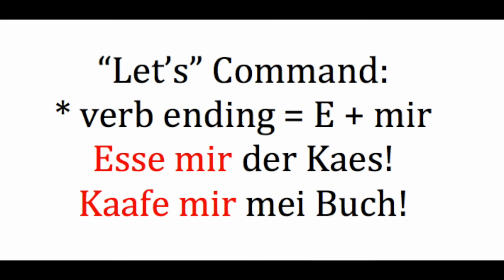And the way you form these, and we do this a lot, so it's a good thing to understand. The verb ending this time, you keep the e. But notice you also add the word mir, which means we. So literally you're going to end up saying, in a literal translation, eat we the cheese, or buy we my book. That makes no sense, really, literal translation in English. But think of it this way: let's eat the cheese, let's buy my book. Okay? And the two examples there, of course, so we add the E for the verb ending, and then the word mir. Esse mir de Käse, kaufe mir my Buch.